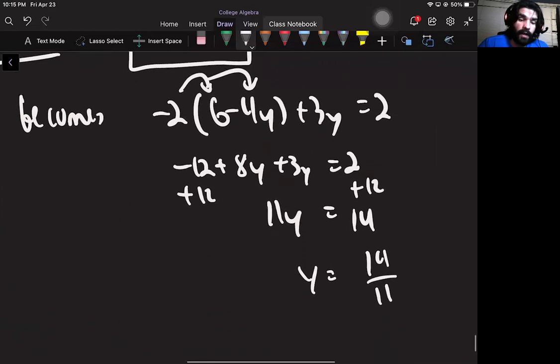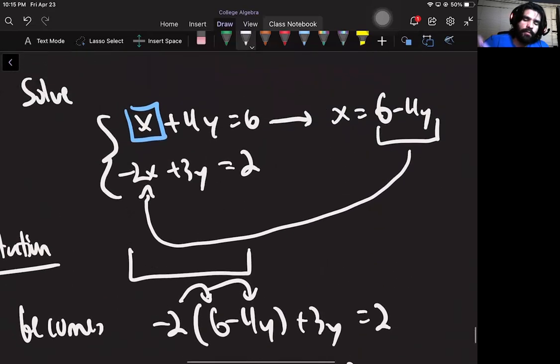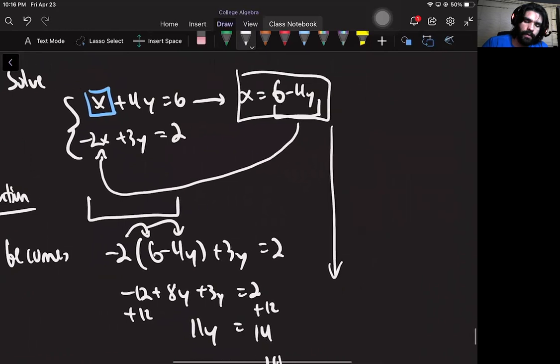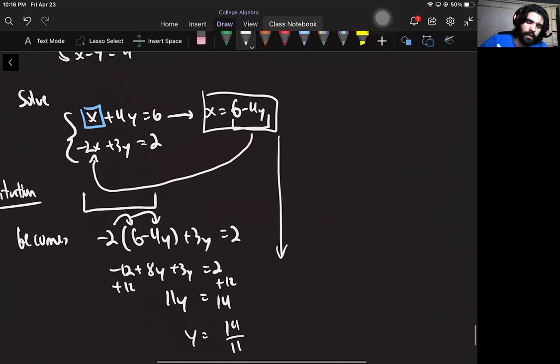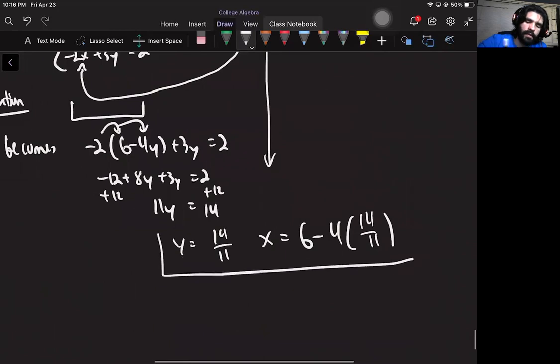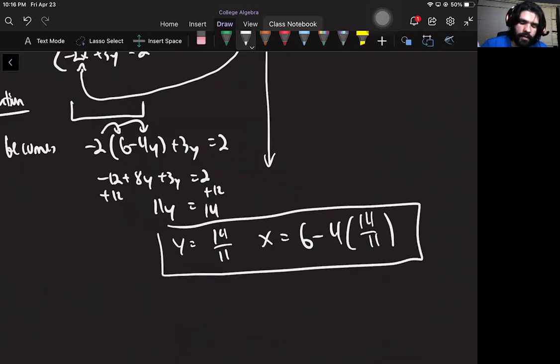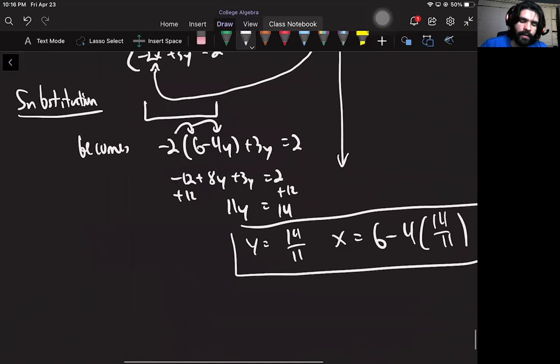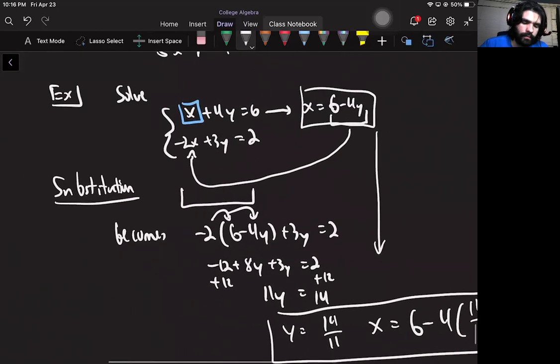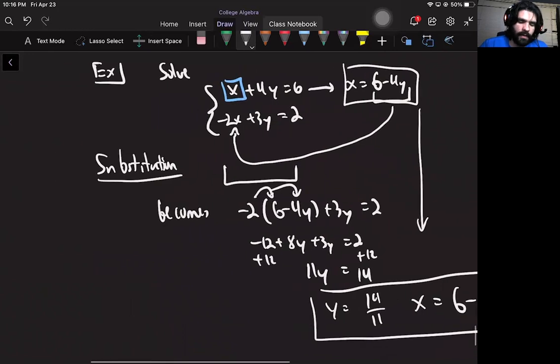So that's y. And how can I get x? I can just use that I solved for it in the first place to get it right here. So x equals 6 minus 4 times 14 over 11. Disgusting fraction. Let's just leave it at that. That's fine. You can simplify that x if you want. But that's the process. And if you do elimination, you'll get the same answer.